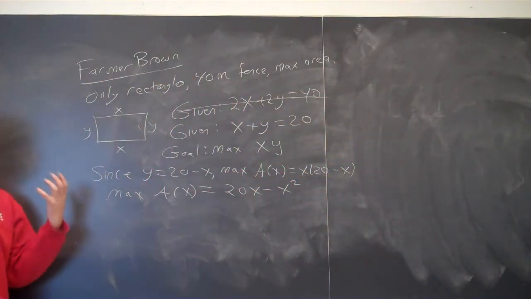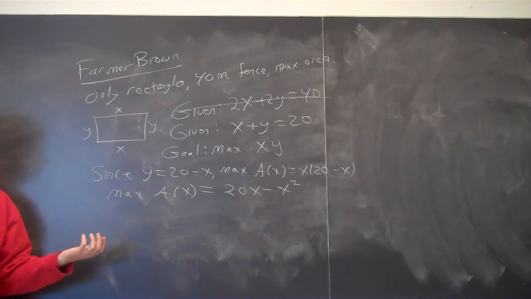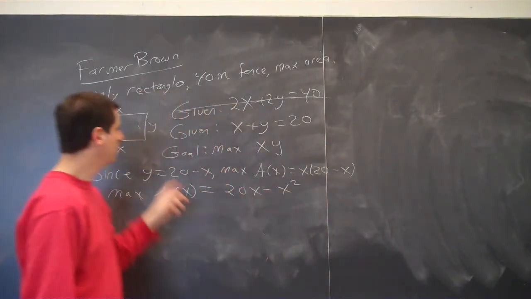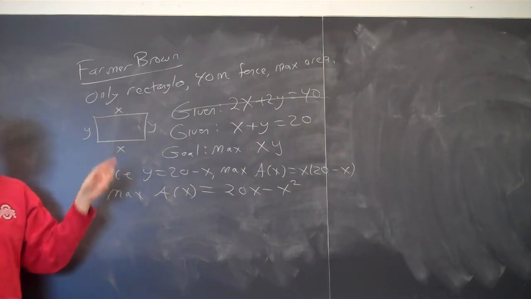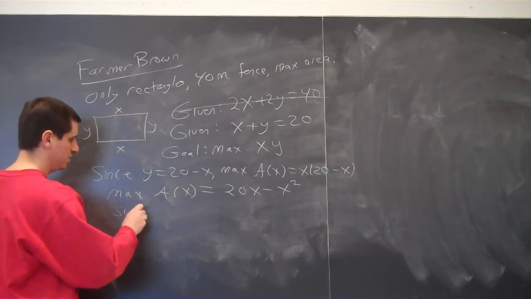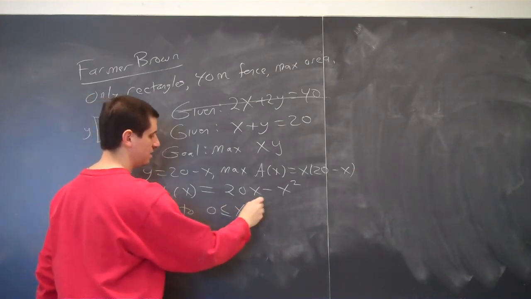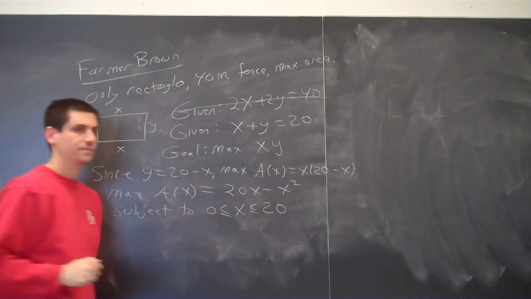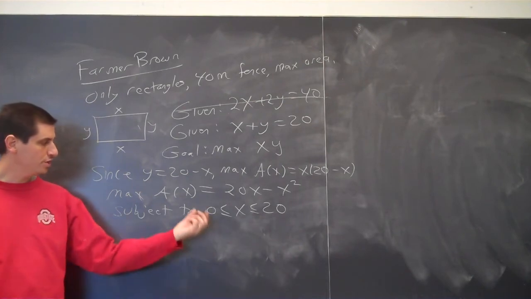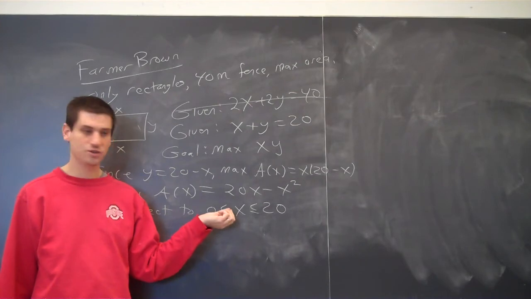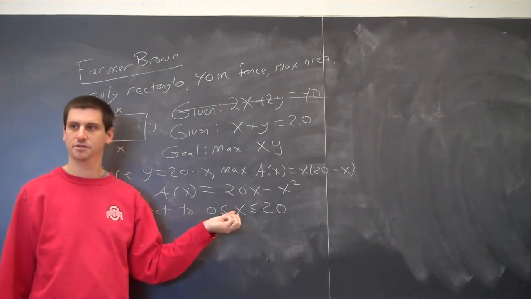So the simplest thing is to say x can't be negative, so it's at least 0, and x can't be more than 40, because I only have 40 meters of fence. But x is counted twice. So it's subject to 0 ≤ x ≤ 20. I'm not going to go through this, but it's very important that I'm including the less than or equal to and not just saying less than.